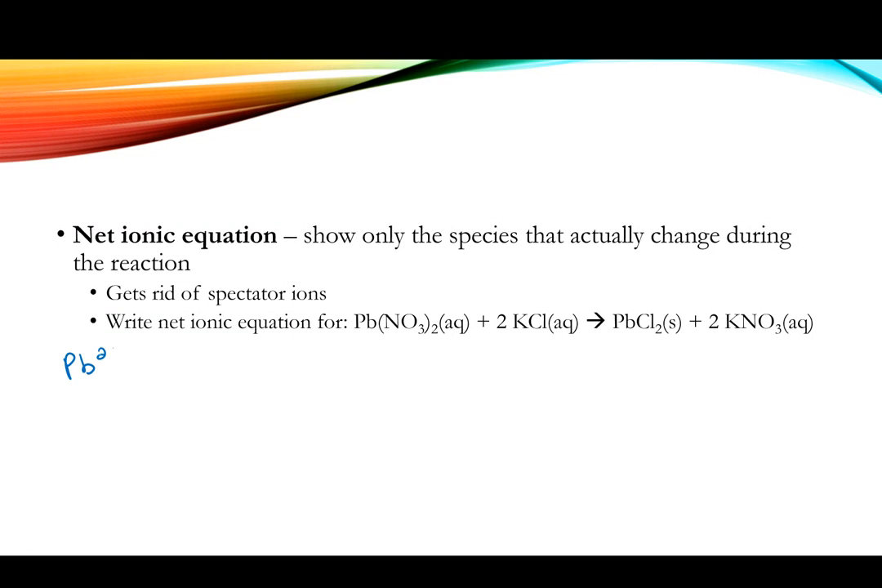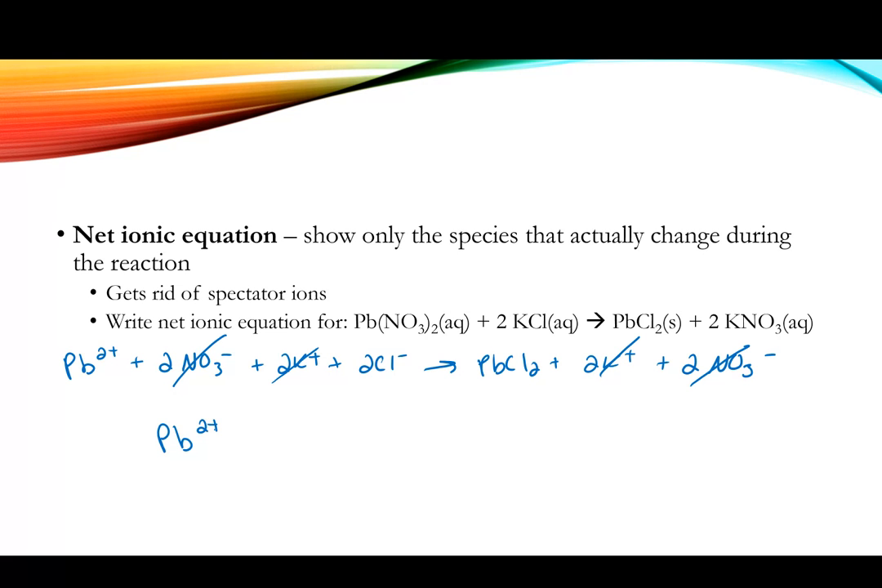So if I, again, really quickly write my complete ionic equation, I know that my spectator ions are potassium and nitrate, so I can get rid of them and rewrite what's left over. So lead 2 plus 2 chlorides yielding lead 2 chloride. That's what's called my net ionic equation. It is really just showing the formation of the precipitate or the formation of water if it's a different kind of reaction.